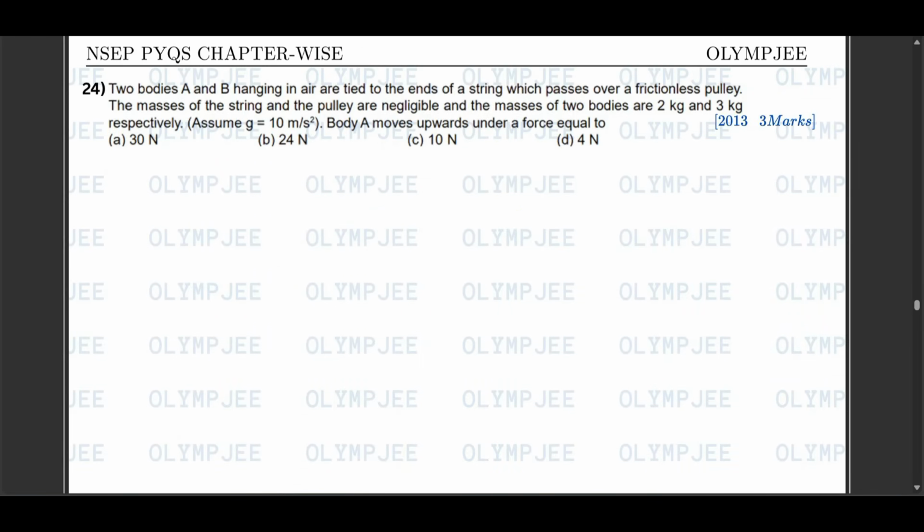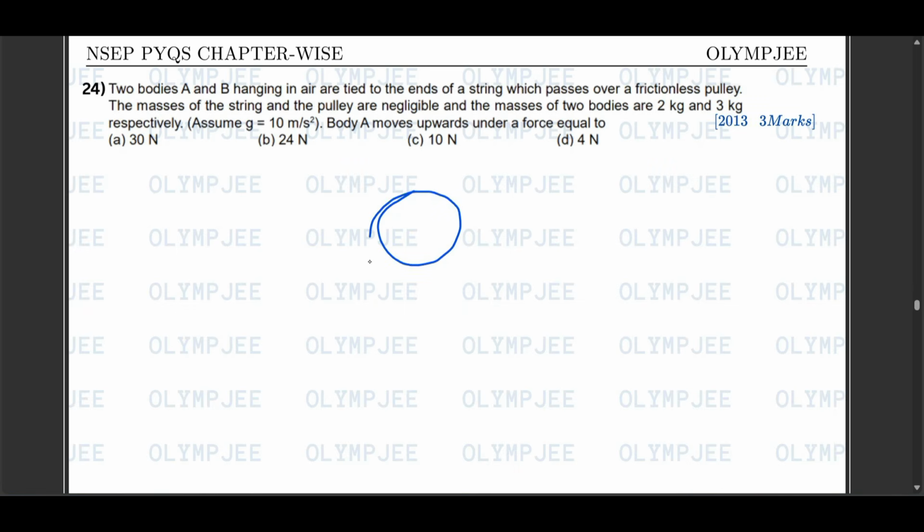Okay, so question 24 says, two bodies A and B hanging in air are tied to the ends of a string which passes over a frictionless pulley. The pulley and string are massless and the masses of A and B are 2 kg and 3 kg respectively. So body A moves upwards under a force equal to.